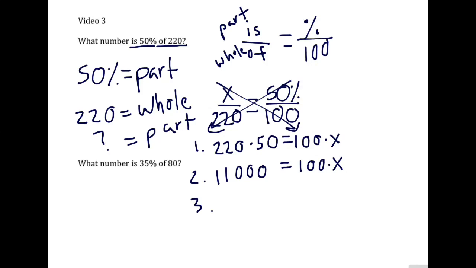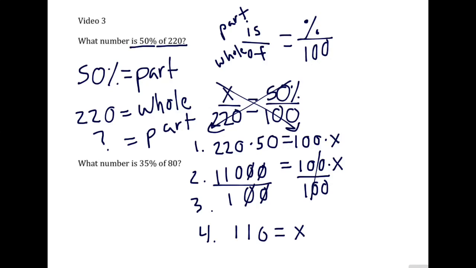Step 3, I need to divide both sides by the number in front of x, which is 100. 100 divided by 100 cancels out, and 11,000, excuse me, divided by 100, if you take away two zeros from the top and the bottom, you have 110 divided by 1. 110 divided by 1 is 110, which is my answer. So x equals 110. So when I go back up to the problem, what number is 50% of 220? 110 is 50% of 220. So I'll box in my answer.